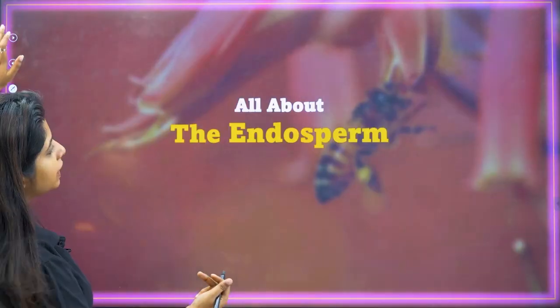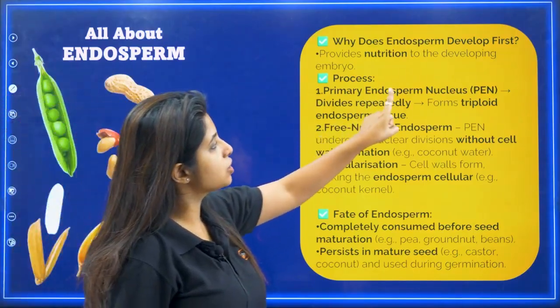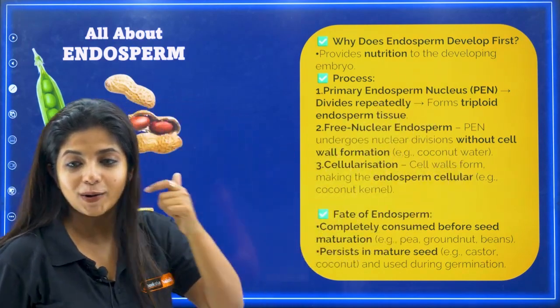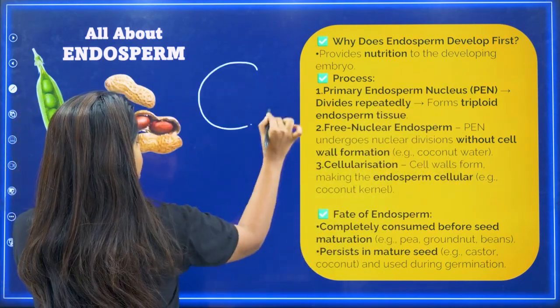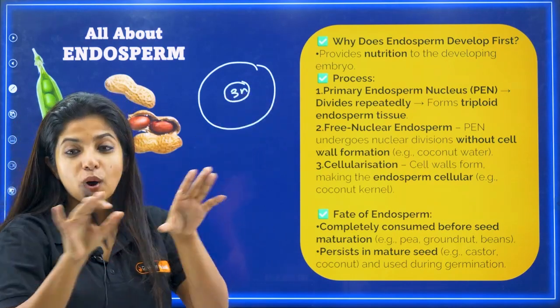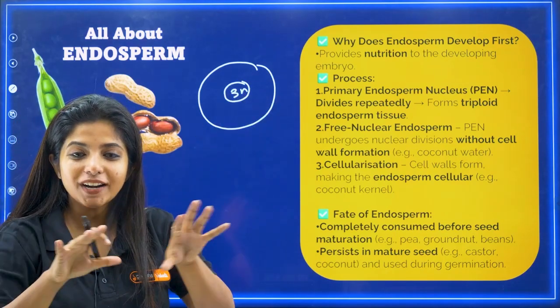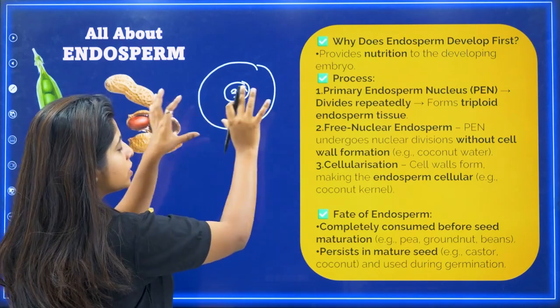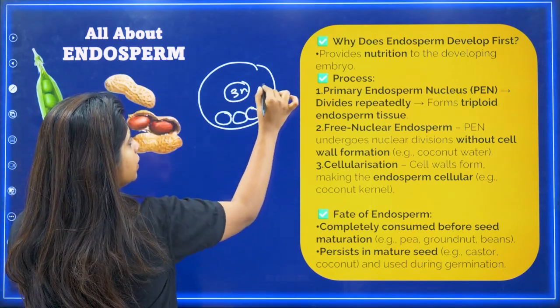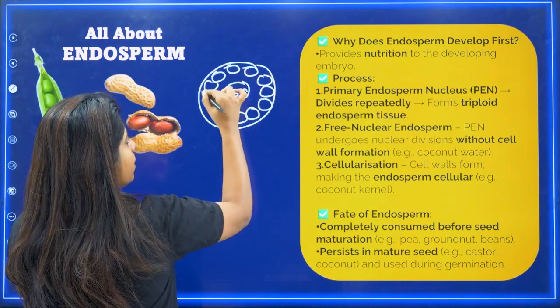Now what happens to the PEN? That is a question. So it divides repeatedly, forms triploid endosperm tissue out there. So basically this particular cell which was there, with 3n, it is now going to divide. There will be multiple nuclei out there. Each nucleus would be surrounded by a cell wall. They would be having their own membrane out there.